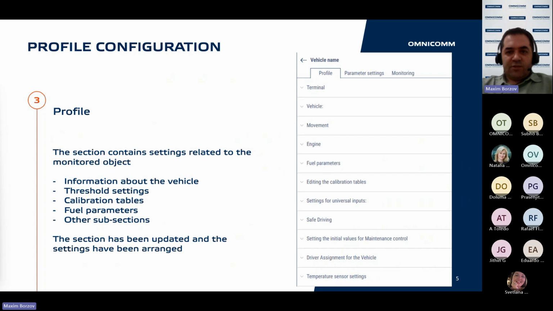The profile section retains its standard function of vehicle or object configuration. Within this section, users can specify vehicle information, establish threshold values, upload calibration tables, and fine-tune various object settings encompassing safe driving parameters, movement control, fuel management, universal inputs configuration, and other previously available functionalities.